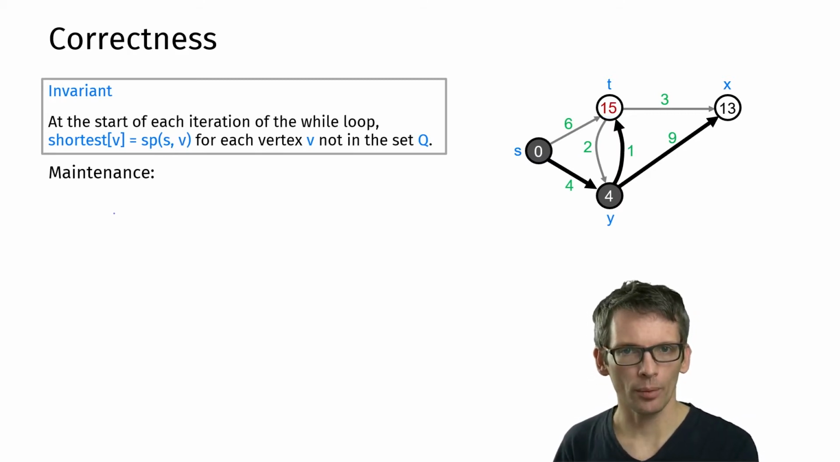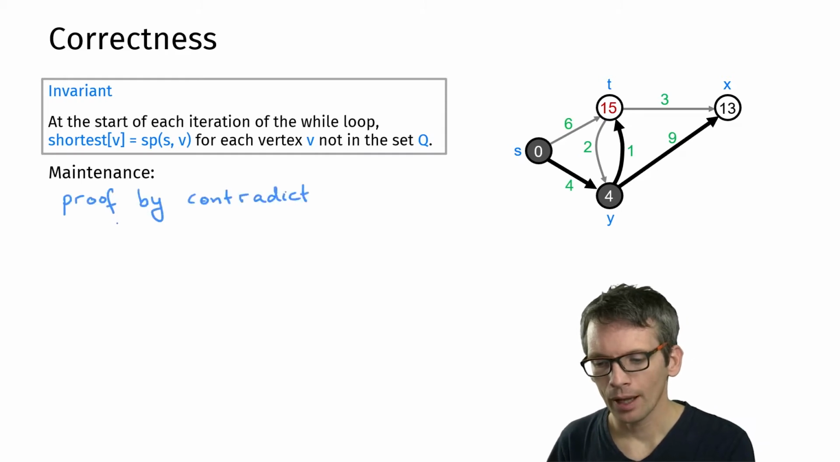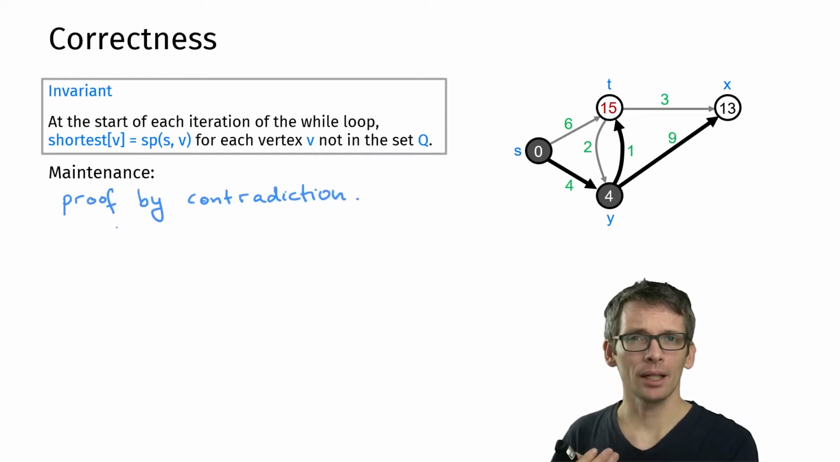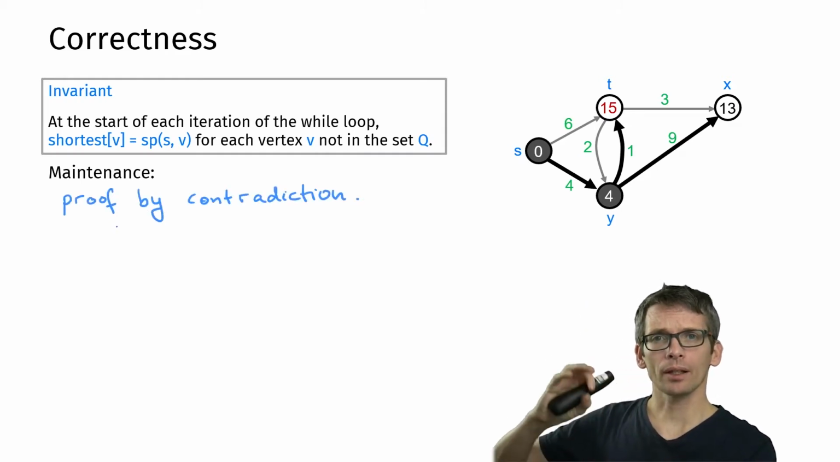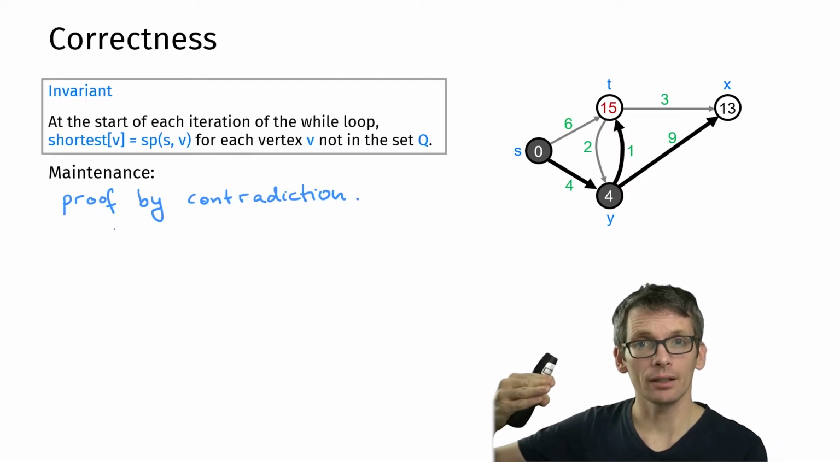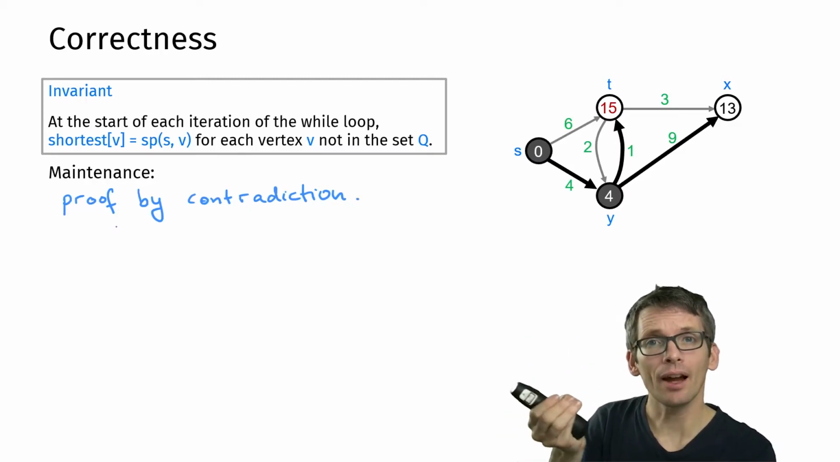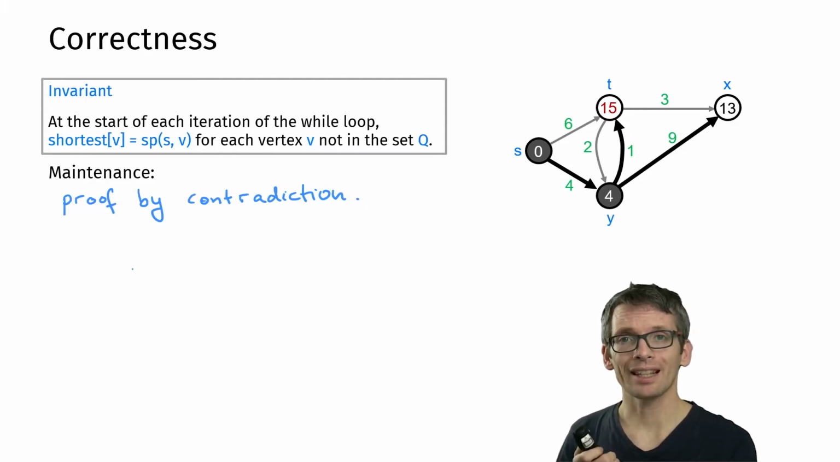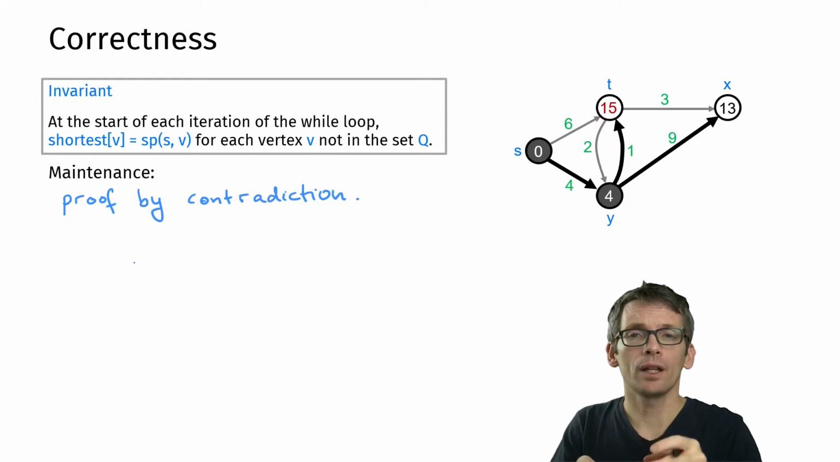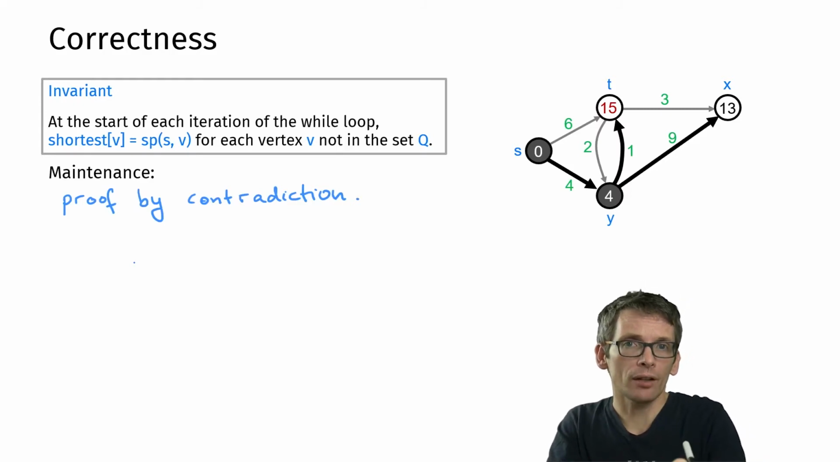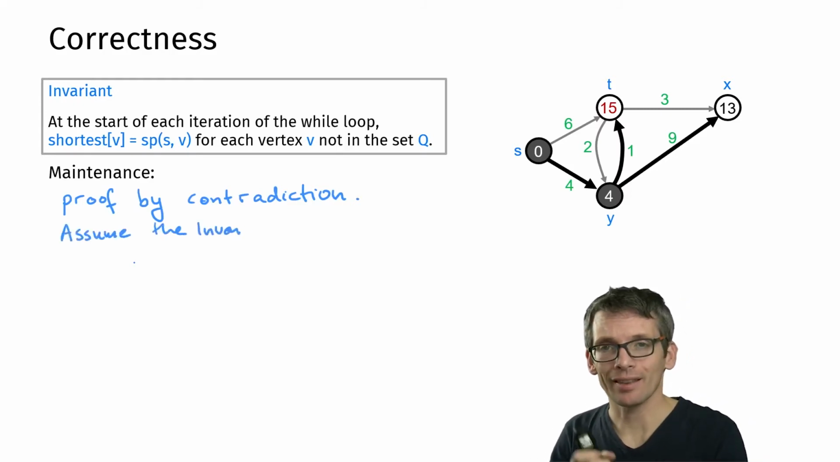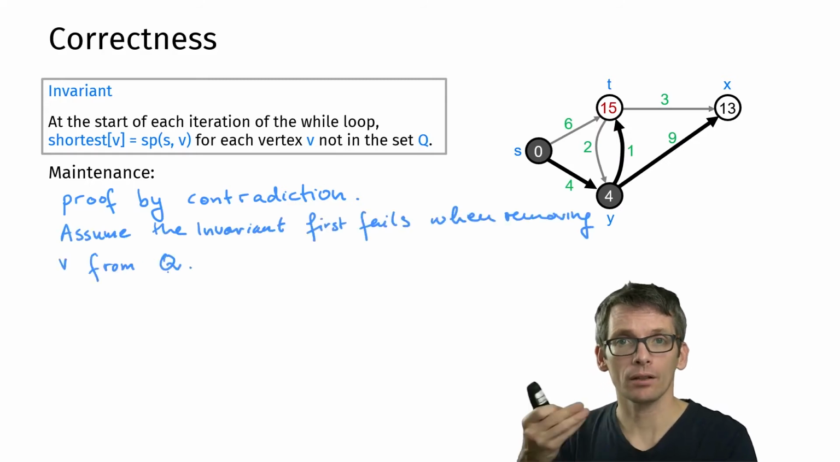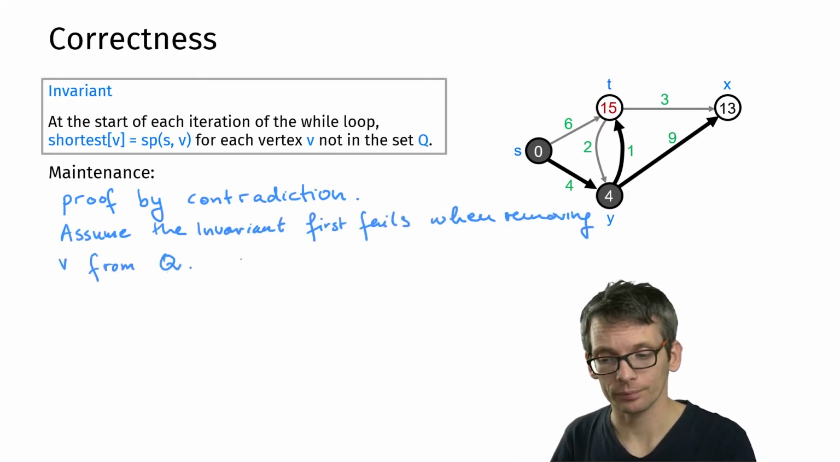Now, we want to do a proof by contradiction. And what does that mean? It means that we assume that maintenance at some point fails, and we lead that to a contradiction, and then we know that maintenance cannot fail. So let's assume maintenance fails for V. So when we take V out of Q, that is the point where maintenance first fails.